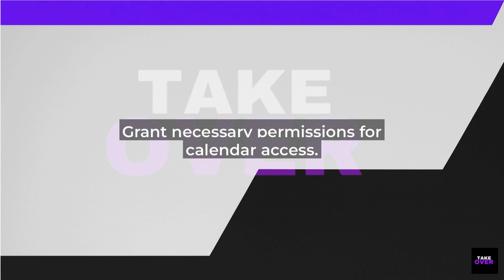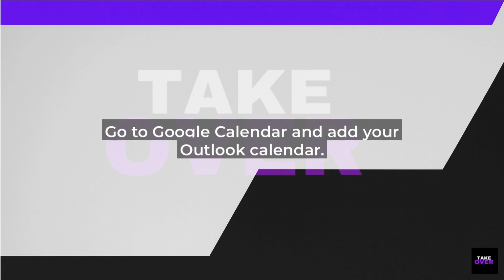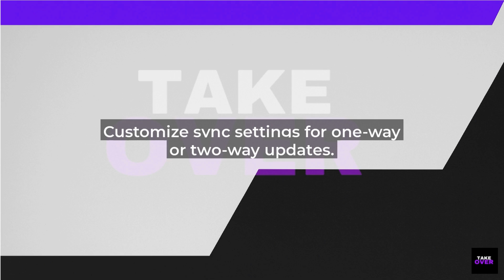Next, head over to Google Calendar on your web browser or app. Click on the gear icon for settings, then navigate to Add Calendar under the Other Calendars tab. Select Import or Subscribe and enter your Outlook calendar details. If you're using the new 2025 integration features, you might see a direct sync option. Go for that. Once connected, customize your sync settings.